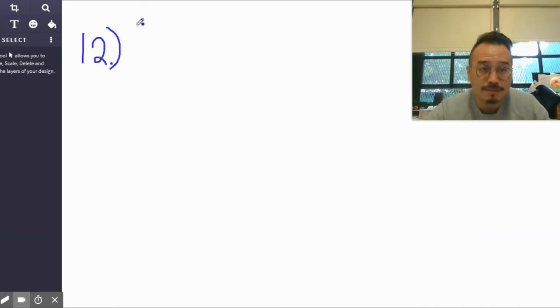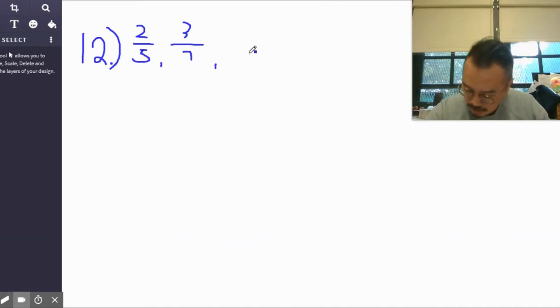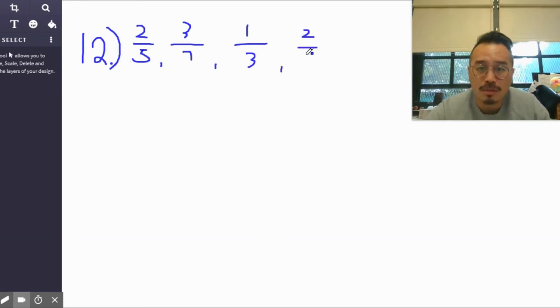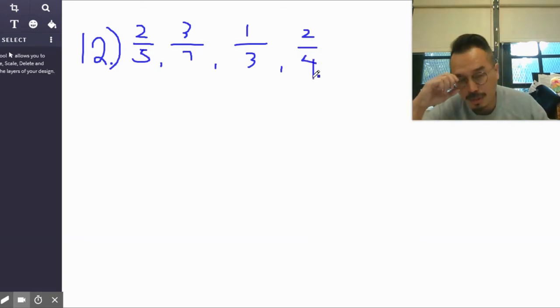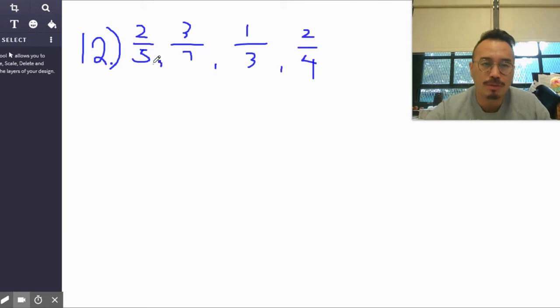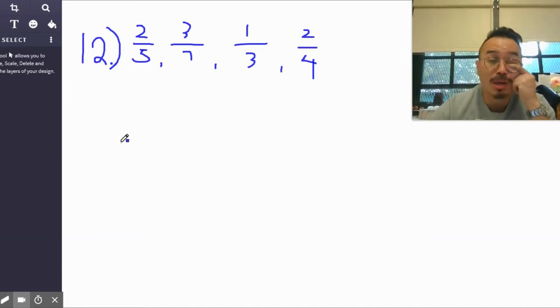Okay, 2/5. Let me write them out. 3/7. Now, sometimes you can just look. So 1/3 and 2/4. Now, for our sake, let's do it the smart way. One way of doing it is to find a common denominator between all four, which is maybe what we have been doing in class on a few occasions. The other way is to work a little bit smarter.